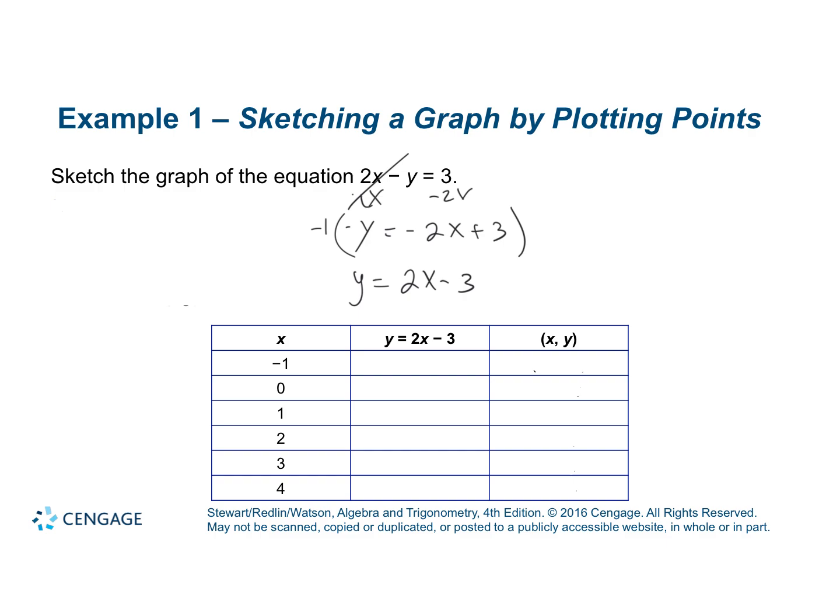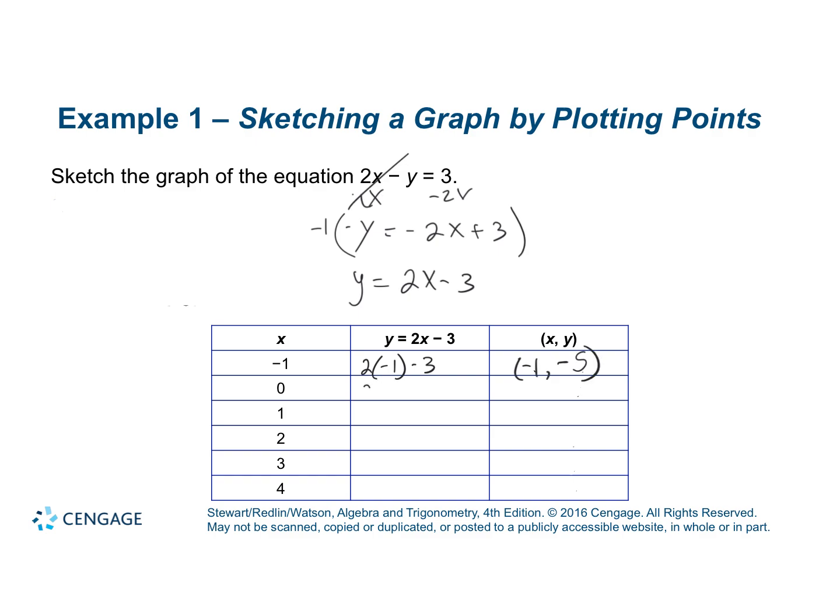Now, let's find the points that they're asking us, and then they want us to graph it. So we have negative 1. We're going to plug in 2 times negative 1 minus 3. We're plugging in for the x, which is going to give us our y. So this is going to be negative 1, comma, and we're going to solve it by doing 2 times negative 1 is negative 2. Negative 2 minus 3 is negative 5.